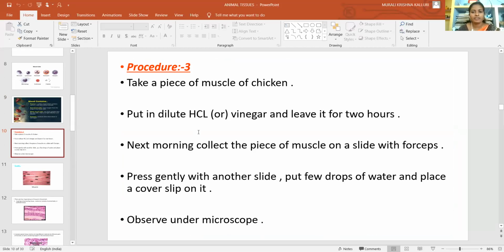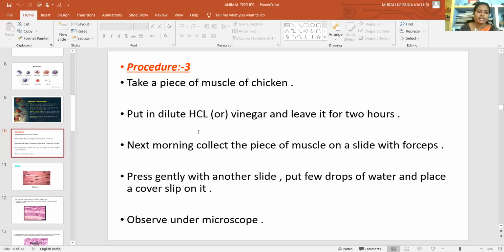Next, another activity. First, we take a piece of muscle of chicken and put it in dilute HCl or vinegar, and leave it for 2 hours. Leave it for 2 hours, and the next morning collect the piece of muscle.